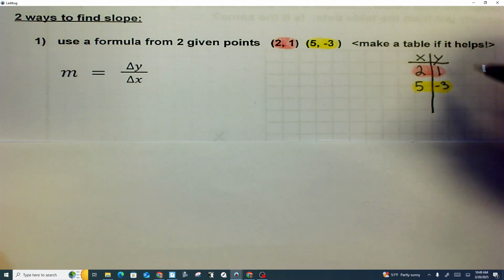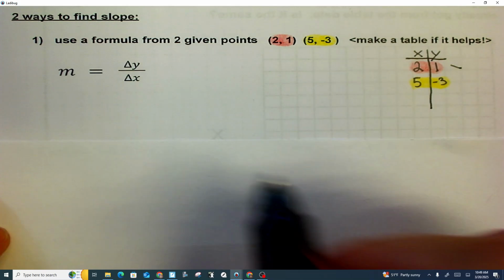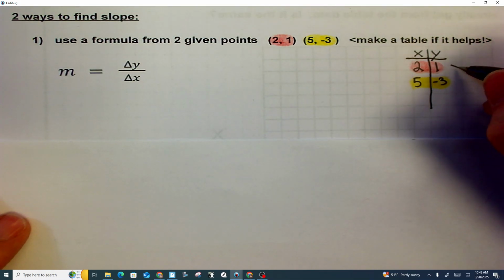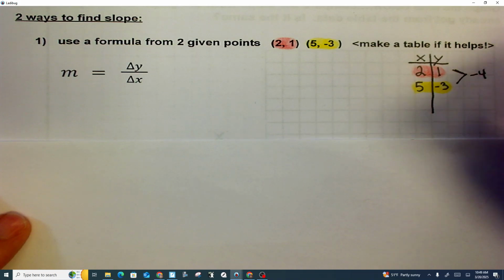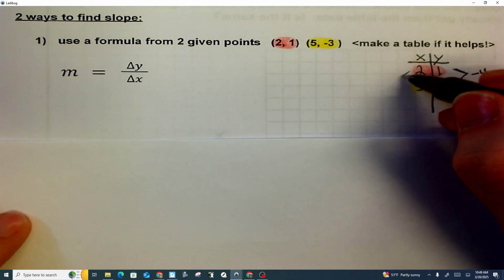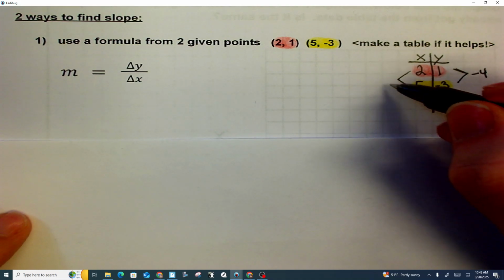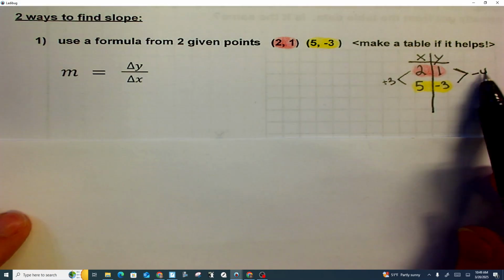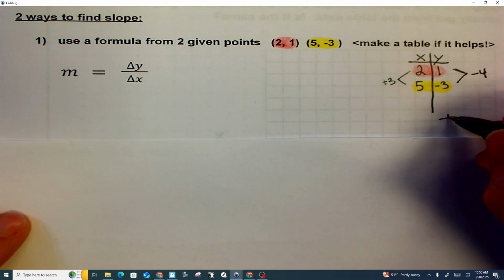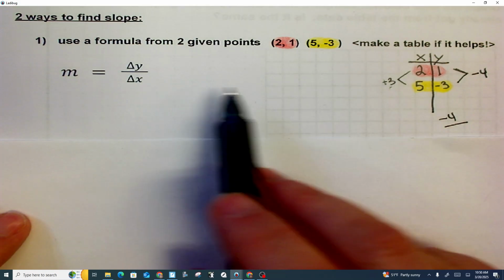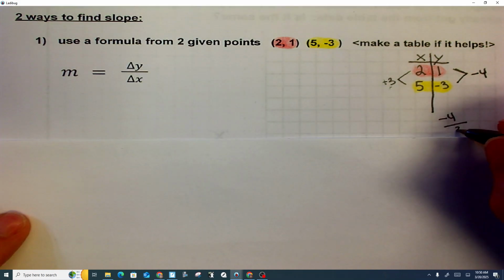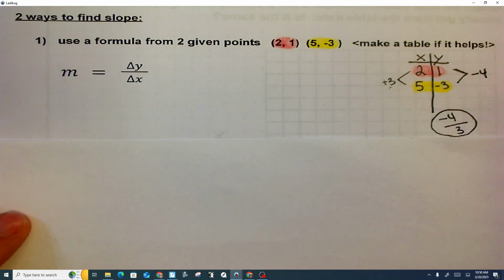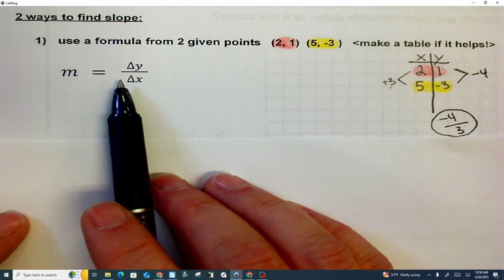Once you see your XY table, then you're just asking yourself, well, in order to find your change of y, you're looking at your y-axis. What would you do to 1 to make it go down to -3? Well, you would minus 4. What would you do to get from 2 to make it 5? You would add 3. And your change of y goes on top, so -4. And your change of x, right? That one goes on the bottom there. That's it, you're done.